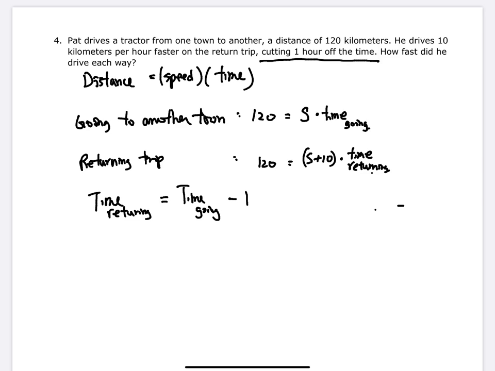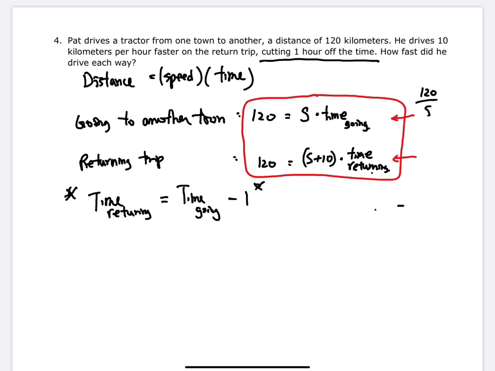Okay, so from here, this is what our setup is going to be. Notice there's a lot of things we can do here. For example, let's solve for time in both equations. If we solve for time going on the first equation, we can divide by s on both sides. So 120 over s equals time going.